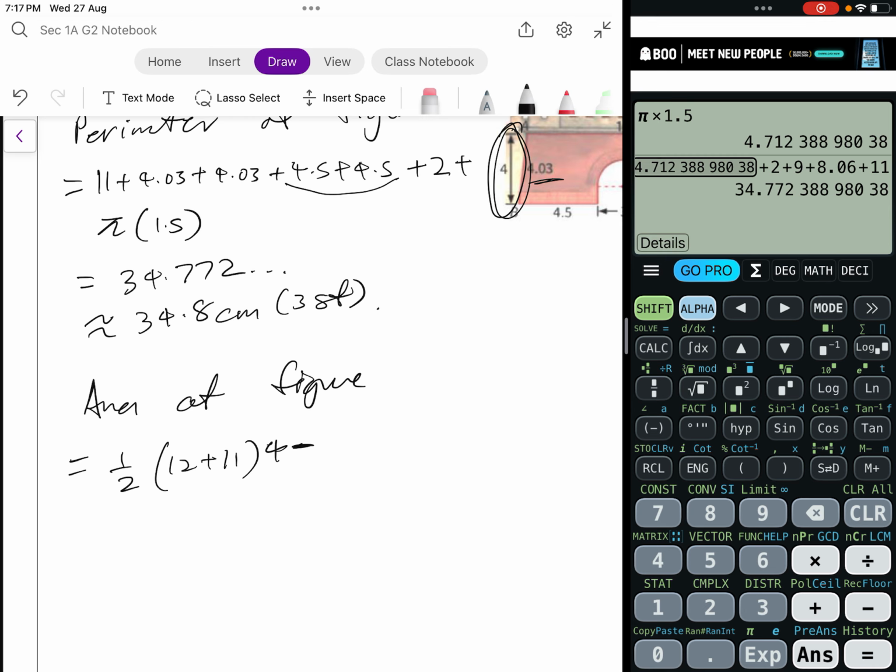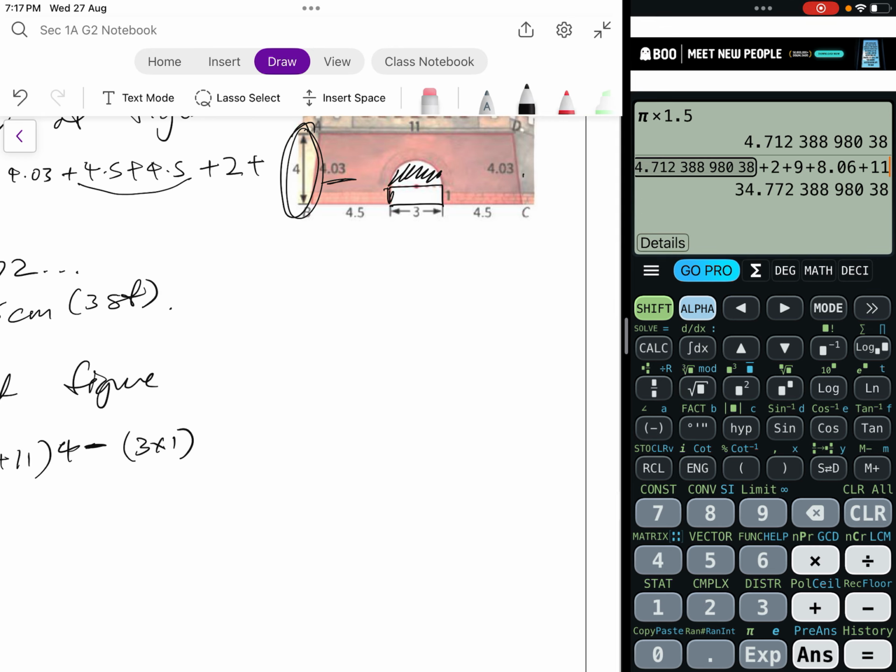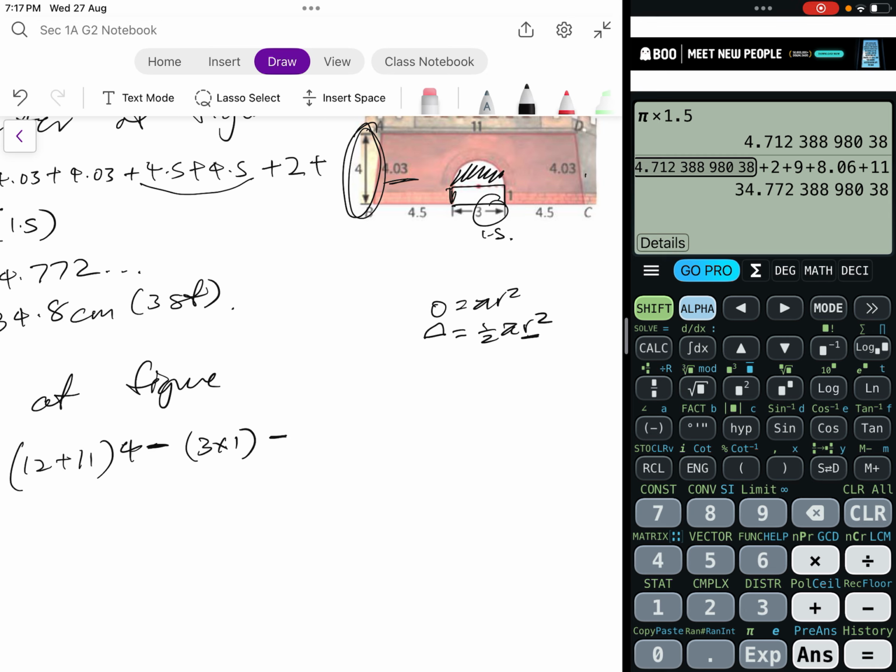Then we minus away this rectangle. This rectangle is 3 times 1. Then we minus away the area of the semicircle. If you remember, the area of a circle is pi r squared, so the semicircle area will be half pi r squared, and r is 1.5. So you minus half pi times 1.5 squared.